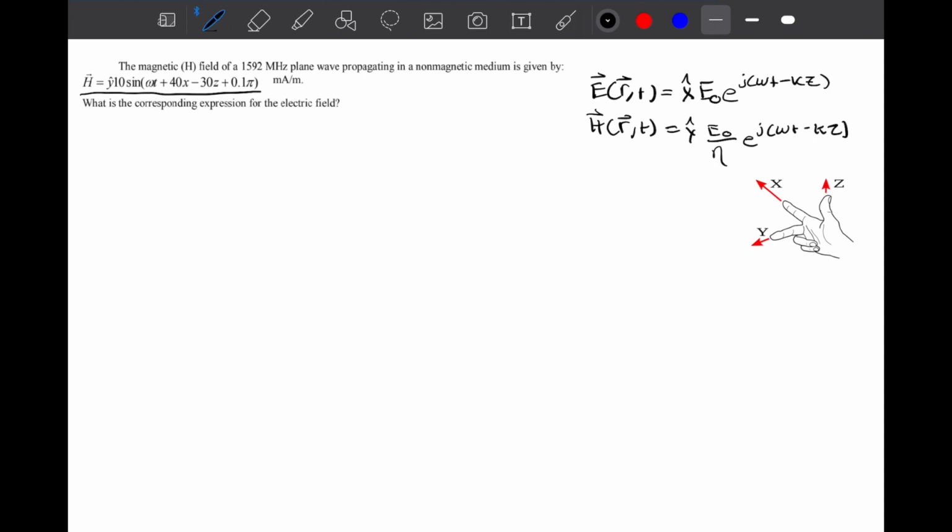So we'll be using what is called a three-step method. The first property of this three-step method states that the E field and the H field are always in phase.